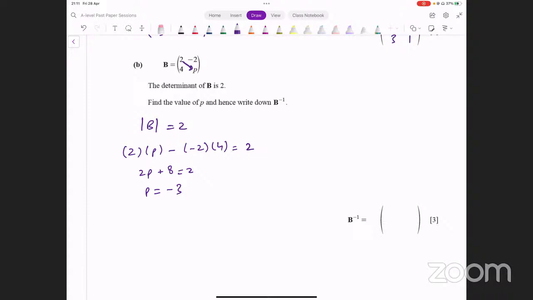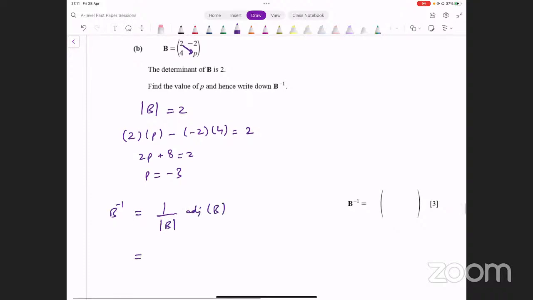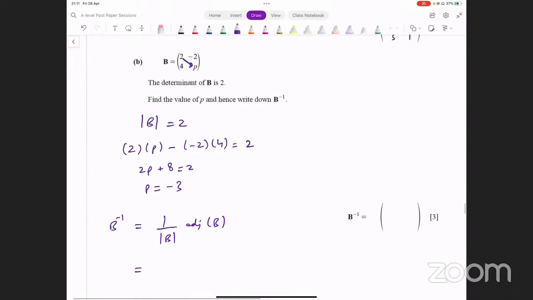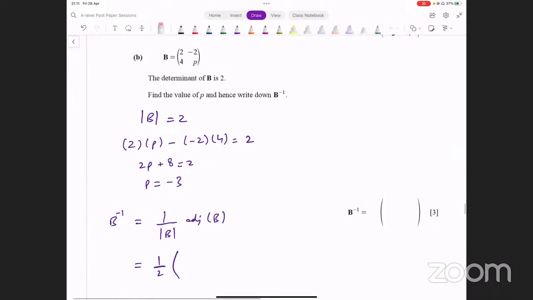जब ये आपने फिगर आउट कर लिया, आपको इनवर्स लिखना है. इनवर्स क्या होता है? B inverse is 1 over the determinant of B into adjoint of B. So it's 1 over minus 3, right? No, sorry, determinant is not minus 3, determinant is 2, 1 over 2 into adjoint of B. Adjoint में क्या करते हैं? इस diagonal पे आपने values interchange कर लेनी है.